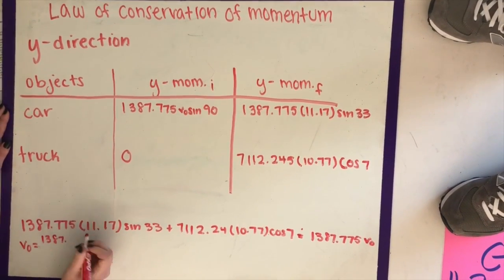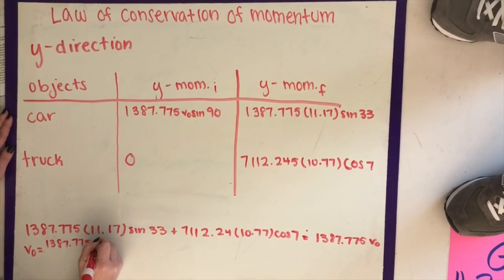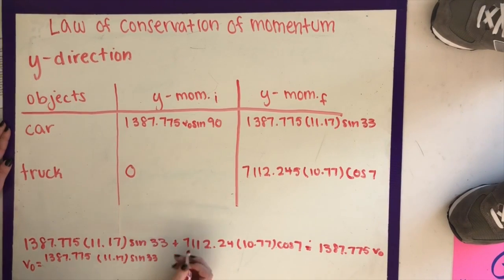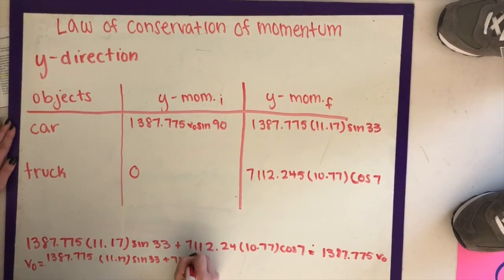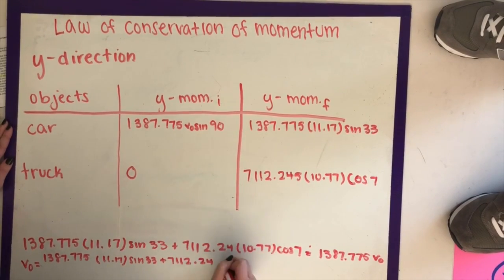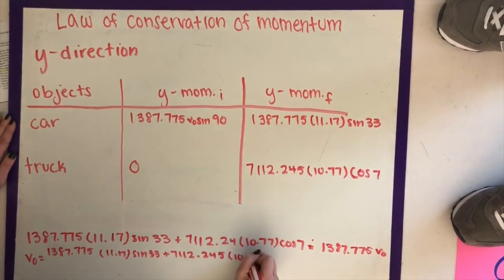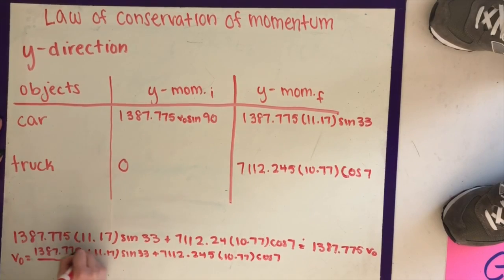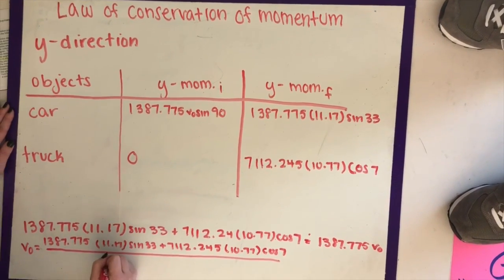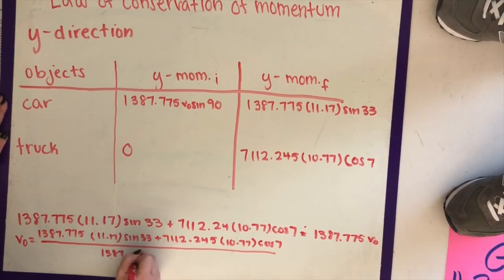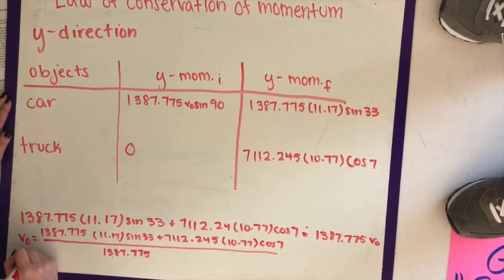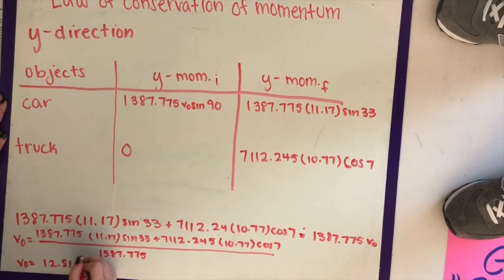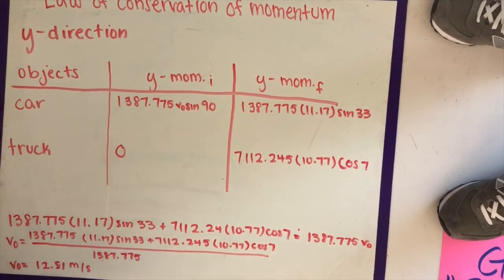Now we will combine the values for the car and the truck in the initial y momentum, which will be 1,387.775 v naught sine 90 plus 0, because the truck does not have an initial y component. Now we'll move on to combining the final y components for the car and the truck, which will be 1,387.77 times 11.17 sine 33 degrees plus 7,112.245 times 10.77 times cosine 7.